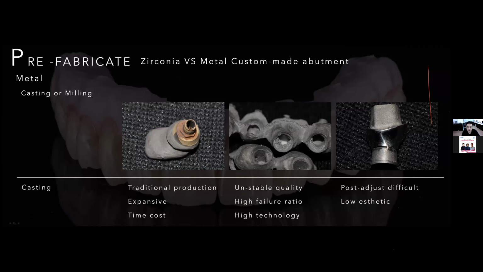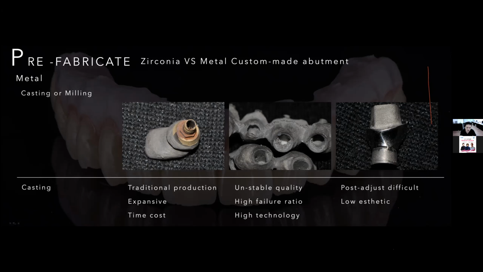And the casting abutment, we know, is the traditional production, and it's a very expensive way, and you will pay a lot of time cost, and it's unstable quality because you won't always get a nice result. It's very difficult, and there are very high failure rates during the casting process. You need high technology and high sensitivity skill to make it, and it's difficult to post-adjust, the polish and everything, and it's low aesthetic.